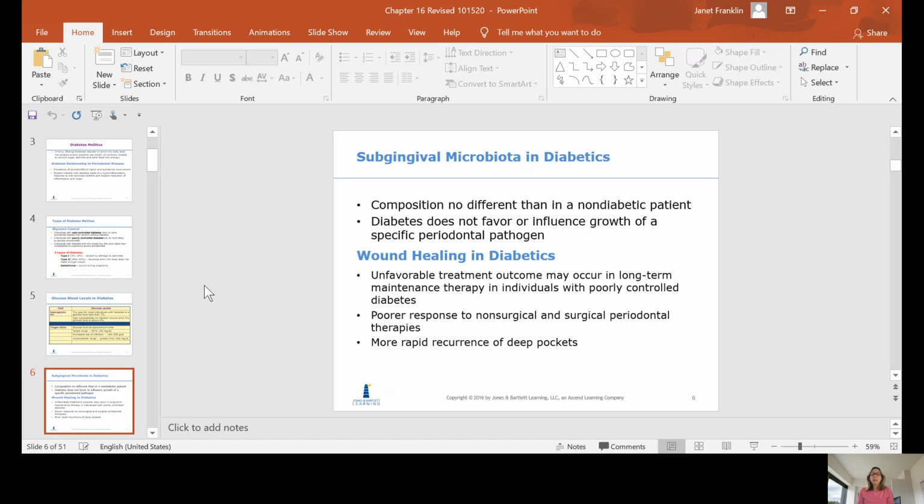Wound healing is slower in patients that have uncontrolled diabetes. So if your patient has poorly controlled diabetes, you would want to maybe hold off on doing treatment that's going to require wound healing, like periodontal surgery, definitely not implant placement, even scaling and root planing. You can expect you're not going to get as good of a result as you would on a patient that has controlled diabetes. And somebody who has poor diabetes control is going to also have a relapse in periodontal disease much quicker.